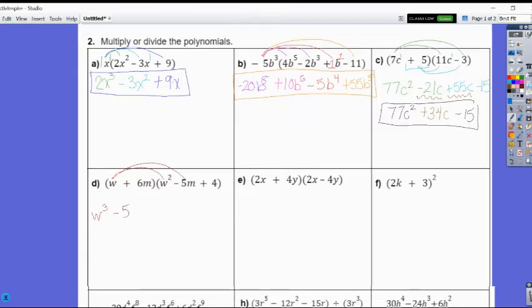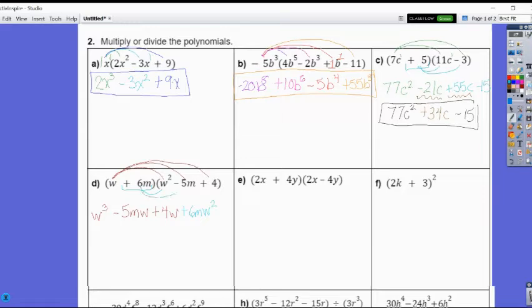This is negative 5mw. And then w multiplies all the way down to the positive 4. This is positive 4w. Then continue on along. Next term, positive 6m. So that positive 6m has to multiply by w squared. So positive 6m w squared.